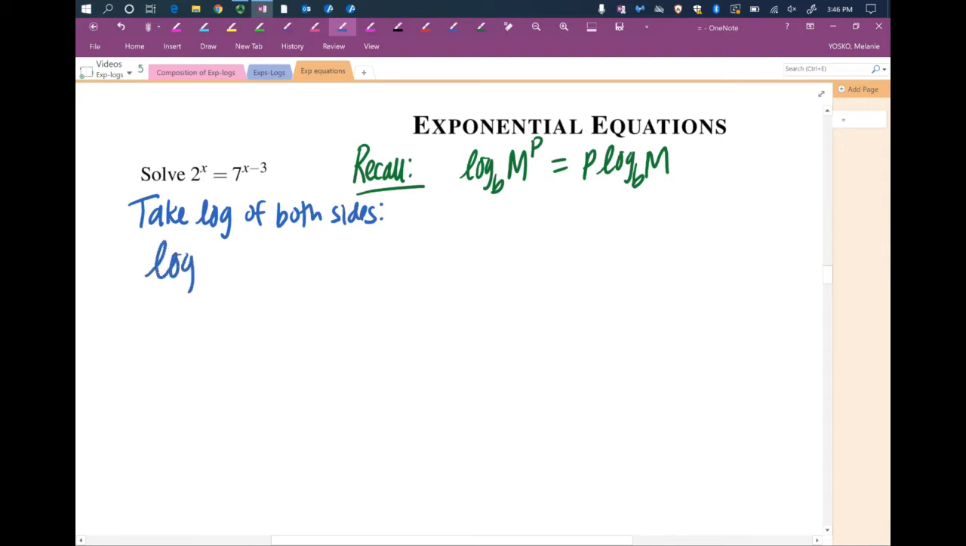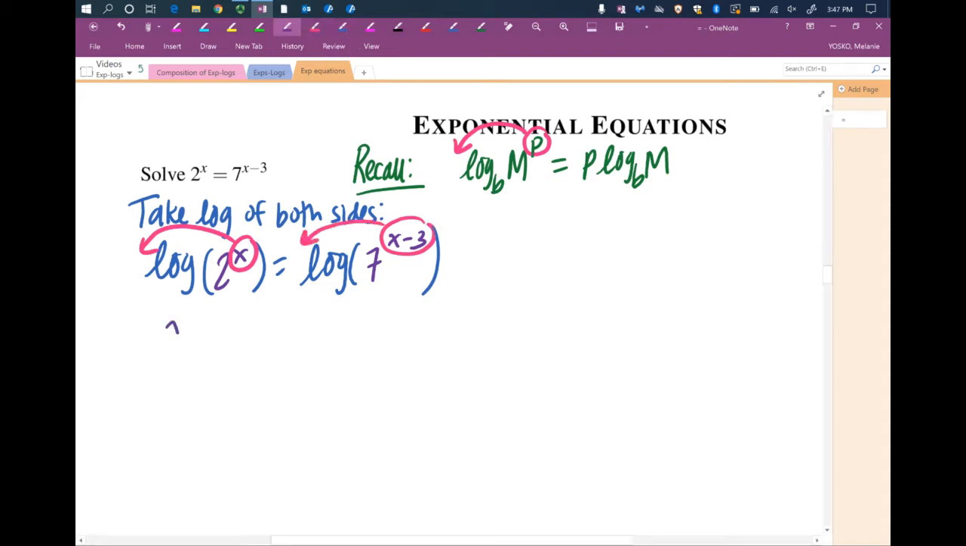So we would do log of the left-hand side equals log of the right-hand side. Now we're going to use this property right here. I'm going to take that exponent and bring it down. It's going to be multiplied by the log, almost like a coefficient. Okay.